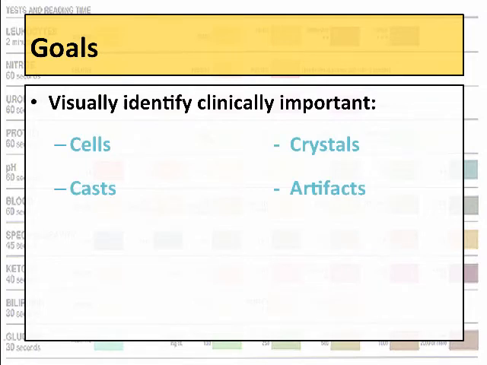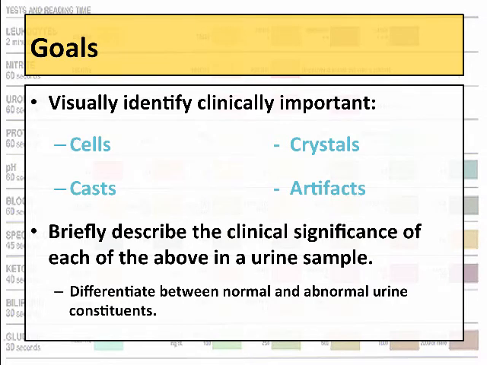So our goals for this discussion here are to, number one, visually identify some clinically important stuff that you're going to potentially see in a urine sediment. And that could be cells, it could be something known as casts, it could be crystals, or other artifacts, which we will talk about. And then after you've been able to identify them, we're going to have you try and link what they are to what might be going on in the patient. What is the clinical significance of those things when you see them in the urine?